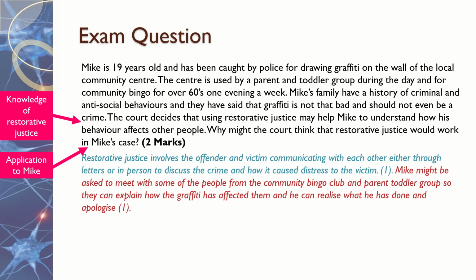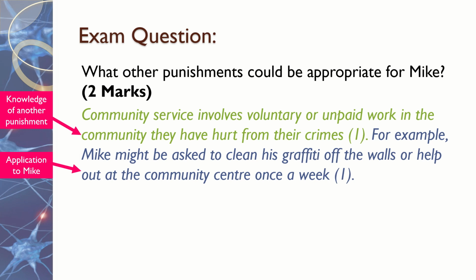Please make sure that you've got 2 separate sentences for this. Your first sentence is explain what restorative justice is generally, and your second sentence is applying it to Mike. So what might he be asked to do specifically? The second question, you're going to say what other punishments would be appropriate. You could say community sentencing, or you could say prisons. Either is fine. I've written community sentencing.